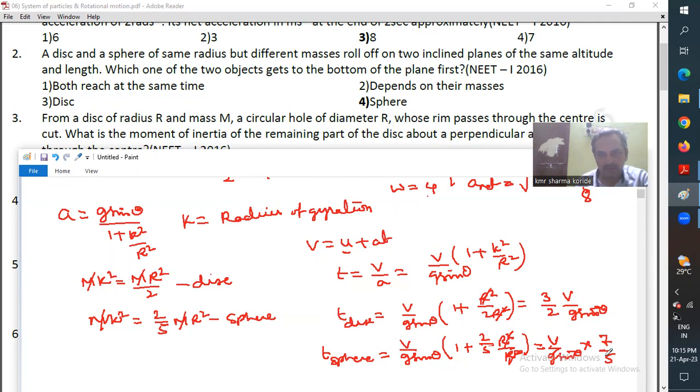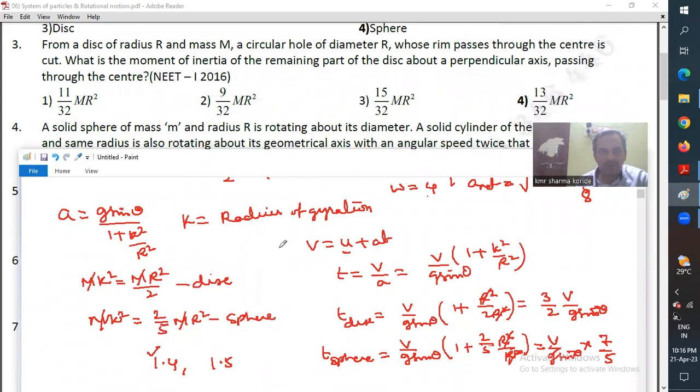T is 7 by 5. This is 1.4. This is 1.5. Then, so the sphere reaches within 1.4 seconds. Okay, take this V by G sin theta as constant, whereas the disk takes 1.5. So therefore, the sphere only reaches the bottom first. Moving to the next question.